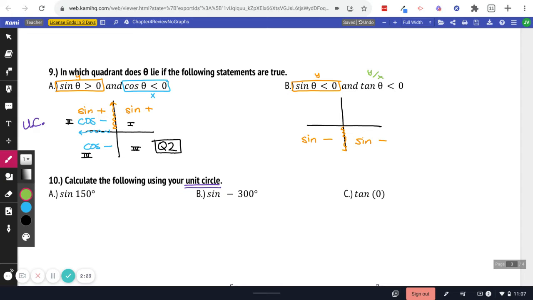And if we want tangent to be negative, that happens in two spots. It happens here. It happens here. Because that's where sine and cosine are different, right? For tangent to be negative, that means sine's positive and cosine's negative, or the opposite is true. Anyway, for what we need right now, we are in Q4, where that happens to be the case. So, cool.